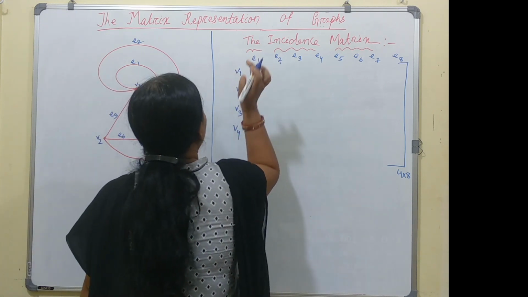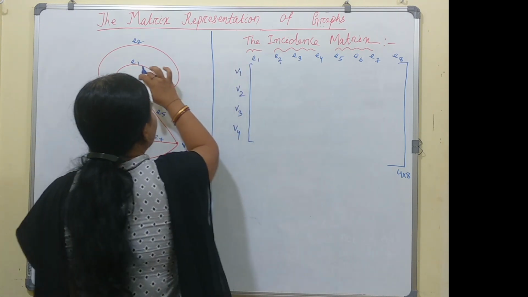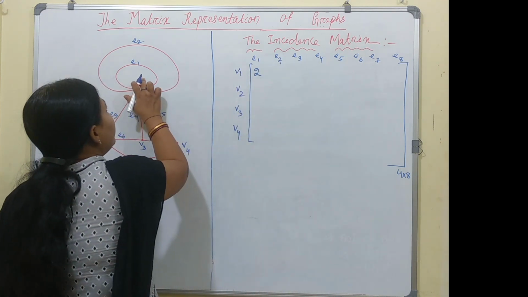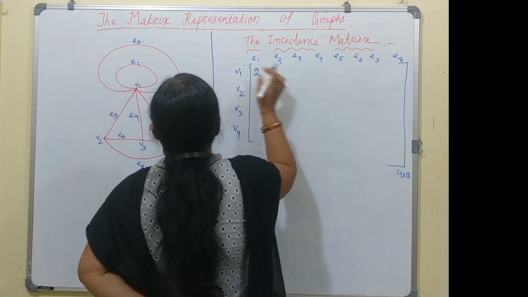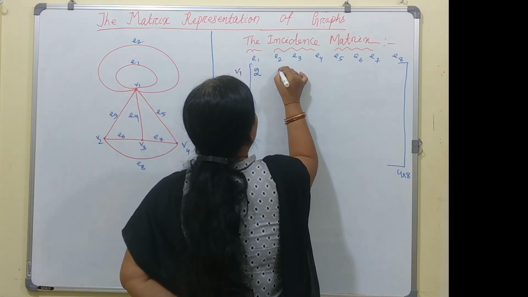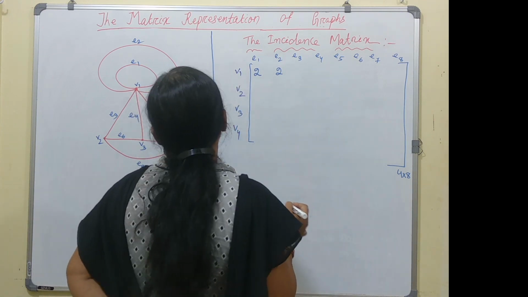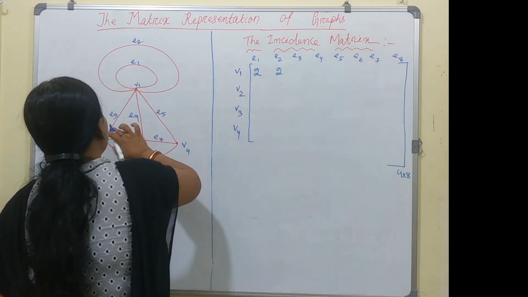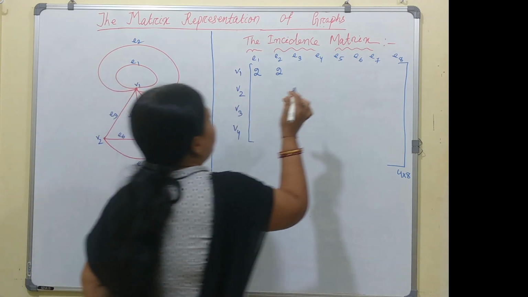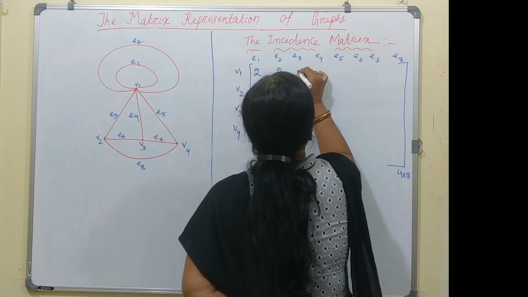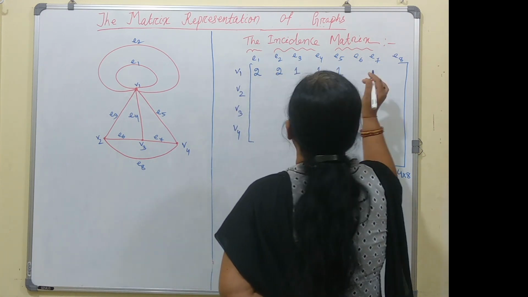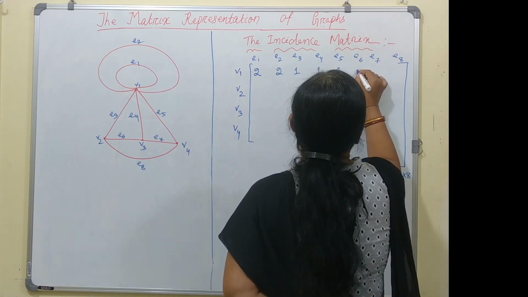V1 is incident with E1, and E1 is a loop, so this value is 2. V1 is also incident with the edge E2, which is a loop, so this value is 2. And E3, E4, E5 are incident with V1, so E3 is 1, E4 is 1, E5 is 1, and all the other elements are 0.